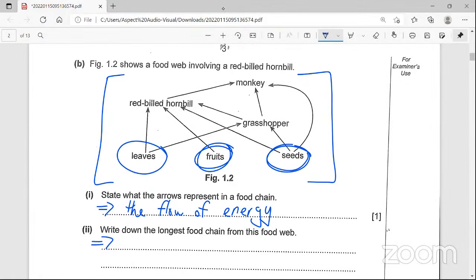There are two. Okay, let's try and find the longest one. Right, so the guys online, what are they saying? Here's the chat. So here it is saying the leaves, grasshopper. So if we start at the leaves, we go to the grasshopper, then the red-billed hornbill, then the monkey. So that's 5. Is there anything that has more than 5? Oh, it's 4. 1, 2, 3. Oh yes. Sorry.